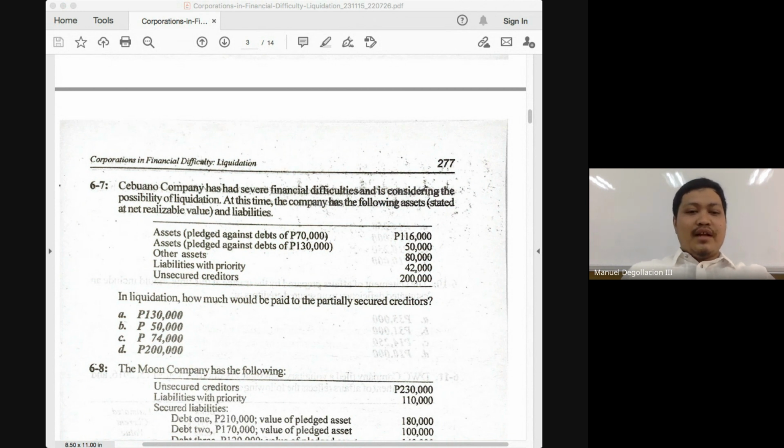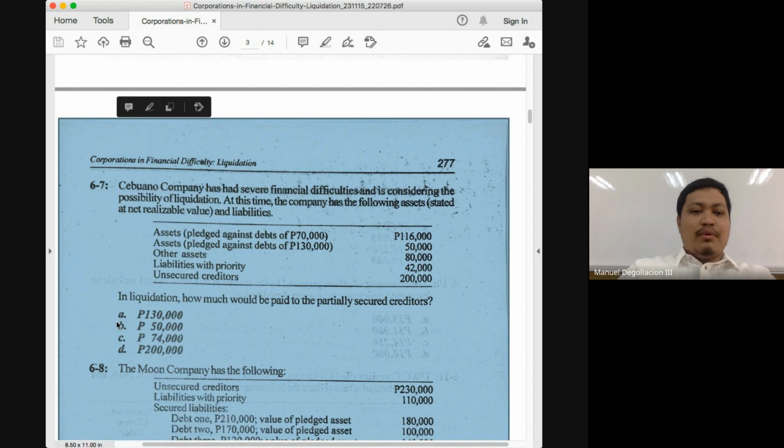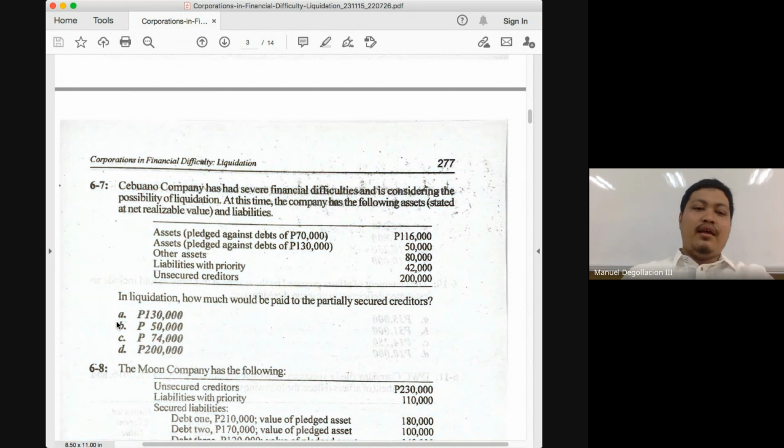Okay? Because we have unsecured liabilities amounting to 200,000. Will that be our denominator already? Okay, what do we have to remember? Do not forget to include or add the unsecured portion of the partially secured. And how much is the unsecured portion of the partially secured, class? 80,000. And I hope everyone gets where we got the 80,000. That's the difference between the 130,000 and the 50,000. So that means our total unsecured liabilities would be 280,000. And that will already be your denominator, class.